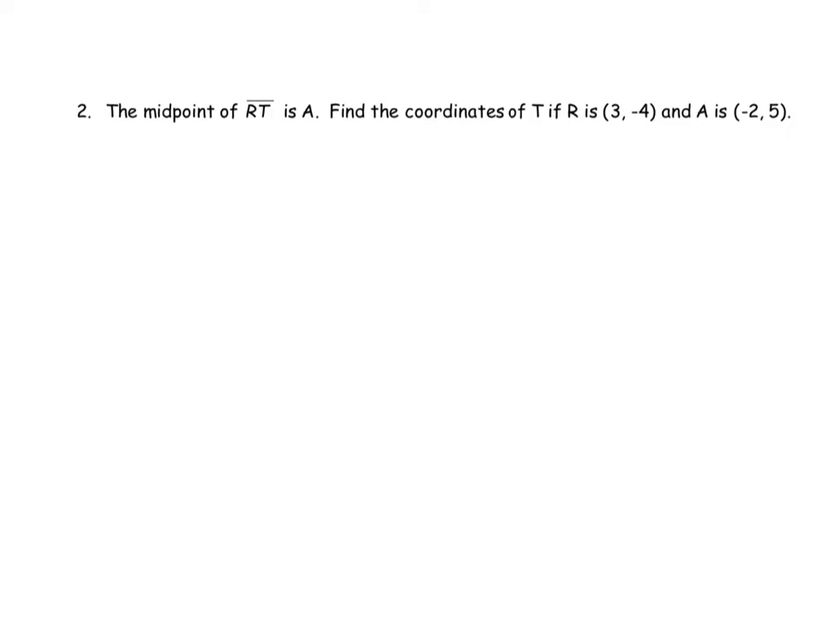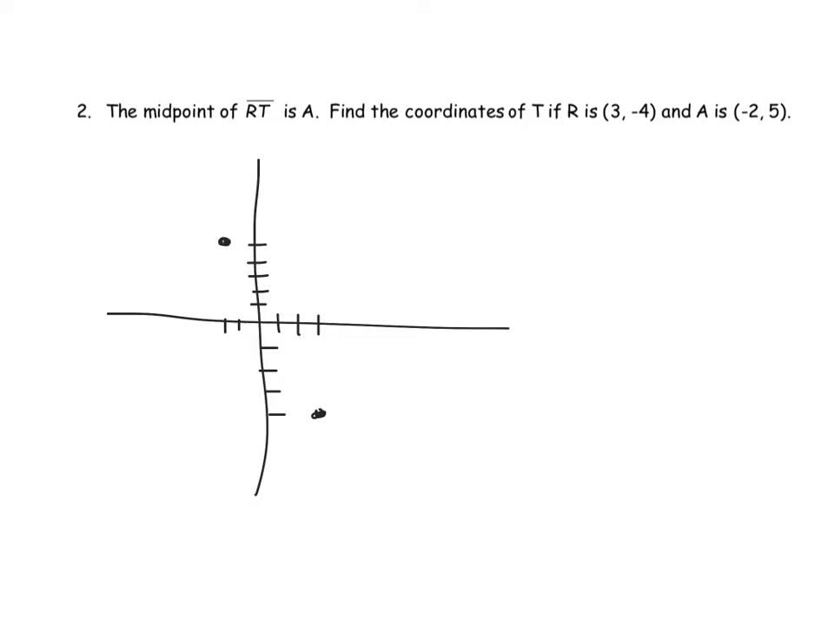In our next example, now we're given the midpoint. So let's just make a quick sketch of what's going on here. We're given that the midpoint of some segment RT is A. We know that R is (3, -4), and we know that A is (-2, 5). So let's label those points so we can visualize what's going on here. Okay, (3, -4) and (-2, 5).